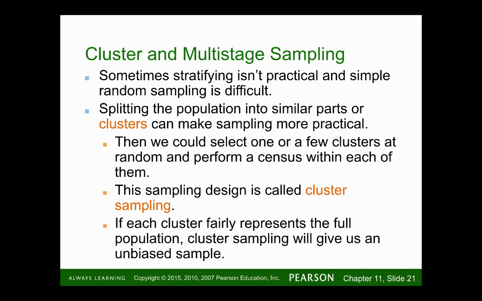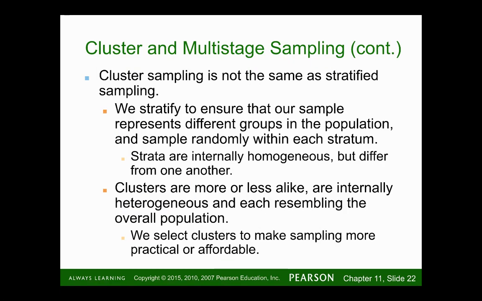Okay. Sometimes stratifying isn't practical and simple random sampling is difficult. Splitting the population into similar parts or clusters can make sampling more practical. Then we could select 1 or more clusters at random and perform a census within each of them. This sampling design is called cluster sampling, where each cluster fairly represents the full population. Cluster sampling will give us an unbiased sample. Okay? So cluster sampling is not the same as stratified sampling.